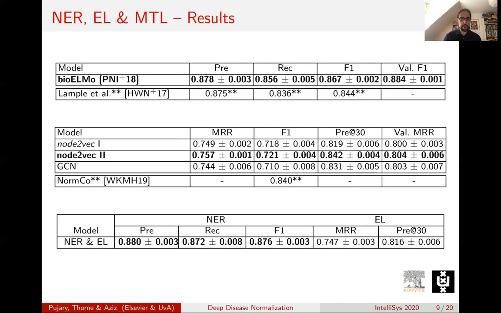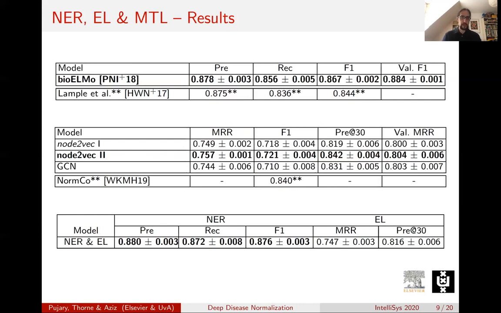So for the results, our named entity recognition model achieves state-of-the-art results compared to the state of the art for this corpus, which uses a different, simpler model, Lample et al. in 2017. This is a model where instead of input BioELMo embeddings, you consider in-corpus word2vec embeddings combined with a character encoding of the tokens. So we achieved 0.87 F1 score as opposed to 0.84.